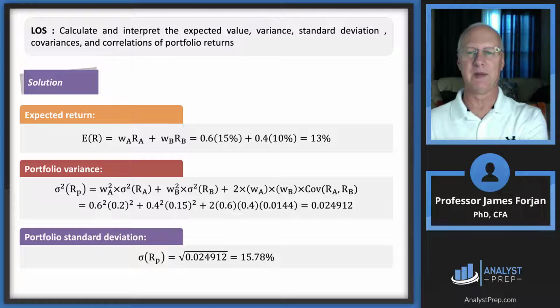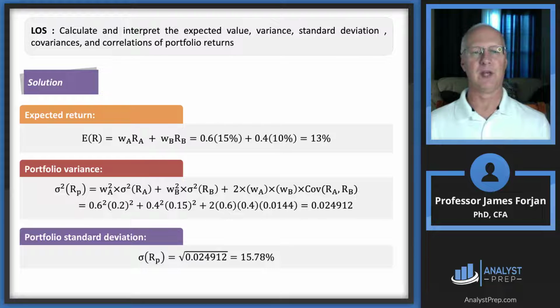So what did I say? It had to be between 10 and 15. There it is, 13%. But for the portfolio variance, let's make sure we go through this correctly. And please don't make the common mistake that some of my undergraduate students do. My MBA students don't do this too often, and I'm hoping that you won't do this. Don't forget to square those first four numbers, right? 60% squared times 20% squared, plus 40% squared times 15% squared.